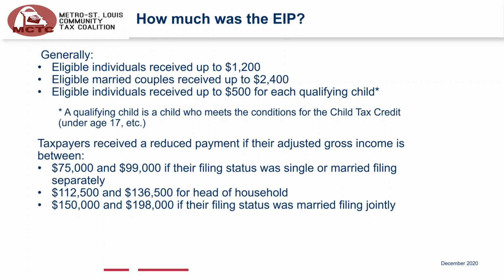How much was the payment? We all know it was $1,200 for eligible individuals, $2,400 for married couples filing a joint return, and $500 for each qualifying child. And individuals knew what the reduced payment range was because of adjusted gross income.